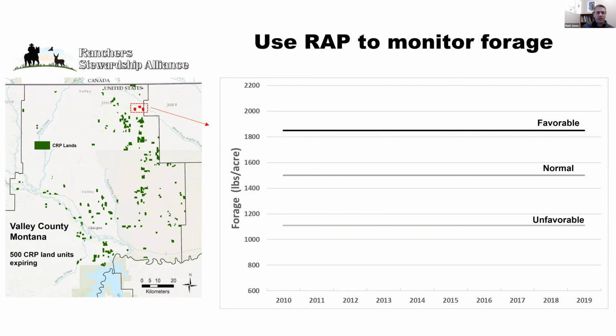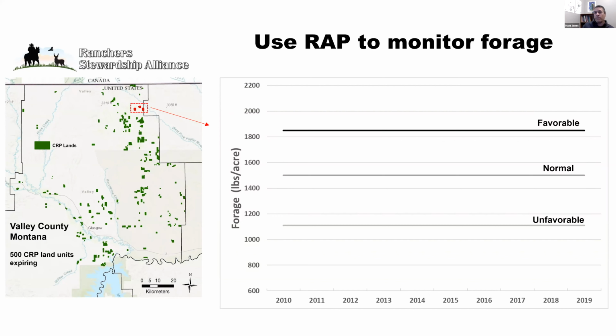And they asked us to have a look at some of these parcels in their county, in Valley County. They basically have a bunch of CRP expiring contracts. They're either just expiring or expiring in the next couple of years. There's about 500 of these in the county. And so the ranchers are interested and saying, should I be re-enrolling?